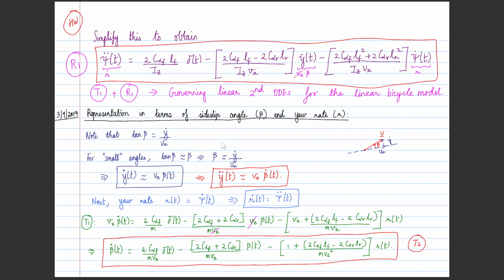So then let's take a look at representation in terms of side slip angle beta and yaw rate r. Note that tan beta is y dot by Vx, and for small angles tan beta can be approximated as beta, which is y dot by Vx. So considering this, we can write y dot as approximately equal to Vx into beta, and y double dot is approximately equal to Vx into beta dot. Remember that we have taken Vx as almost constant.